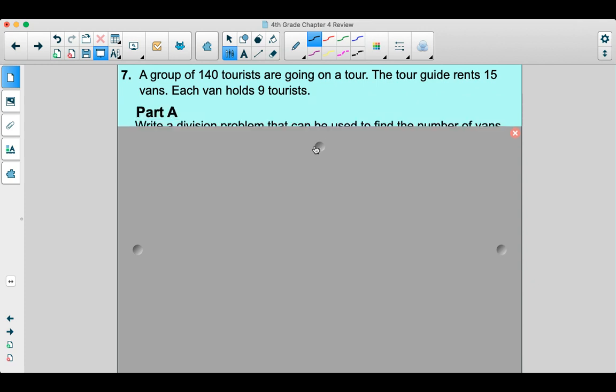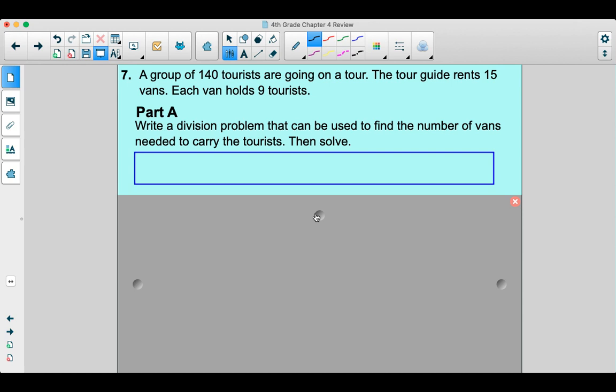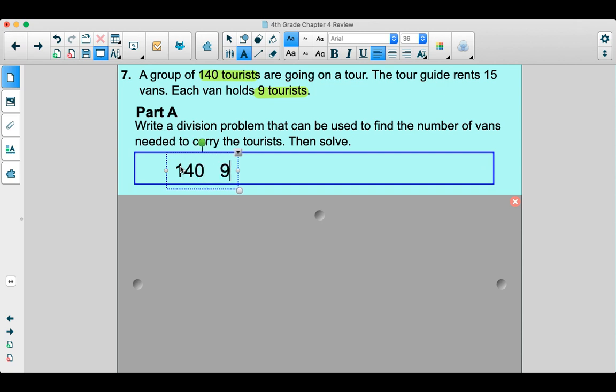Okay, let's check out what part A says. Write a division problem that can be used to find the number of vans needed to carry the tourists. Okay, so we've got 140 tourists, and each van holds 9 tourists. So we don't need to use the 15 right now. The 15 is what the tour guide rented. These two numbers are going to tell us how many we need to rent, right? Okay, so we've got 140 divided by 9 equals whatever that equals.